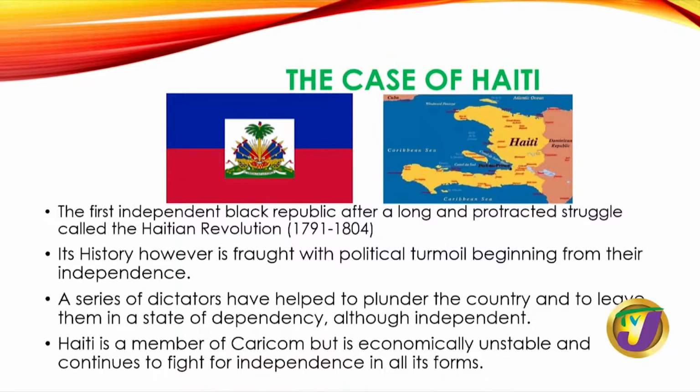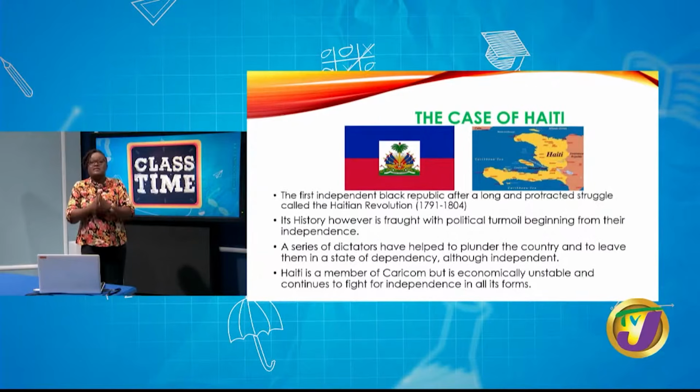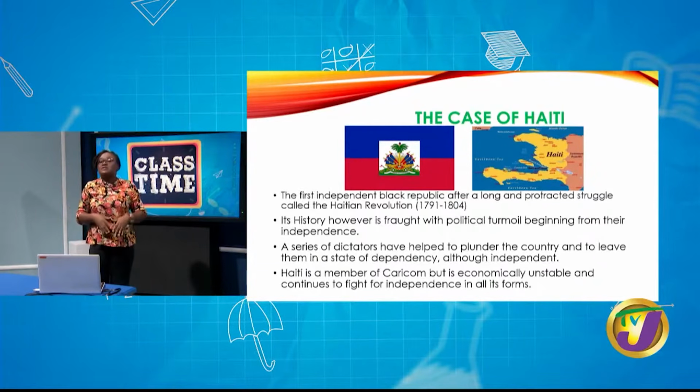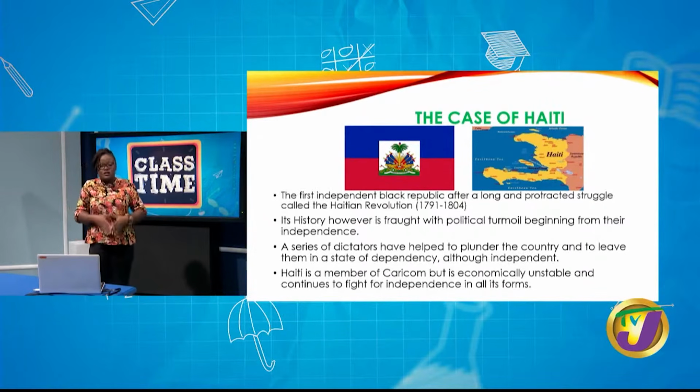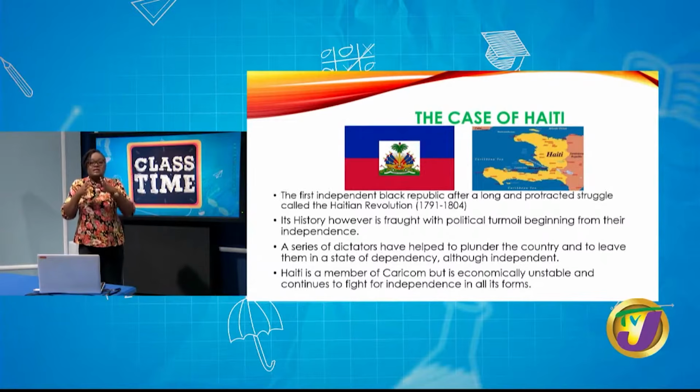It is. But the operations of Haiti since then, it has had a turbulent history of political upheaval, coup d'etat, and all kinds of things. And it has left Haiti in a very dependent state, even though it is an independent state. So it is a member of CARICOM, but it is economically unstable. And from time to time, different countries, including the US, have come in and taken over affairs. Sometimes it is CARICOM that has taken over affairs there to help to administer. So Haiti is an independent country, but it is having several issues in terms of economic independence.